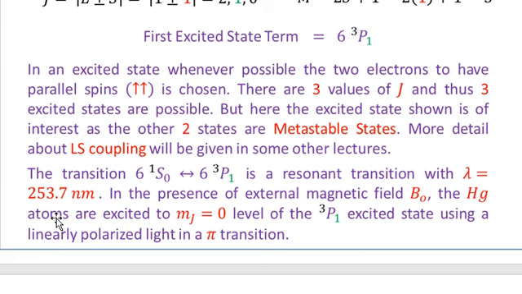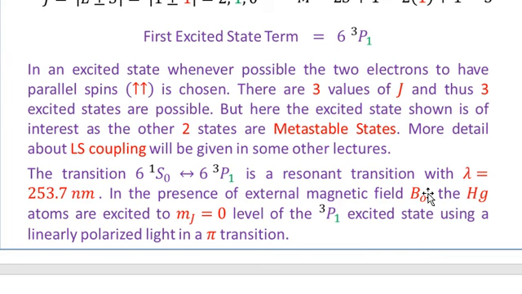That is, you need this wavelength for excitation from 1S0 to 3P1, and similarly the same wavelength will be emitted when the transition from 3P1 to 1S0 takes place. And this is the transition in the absence of the magnetic field.